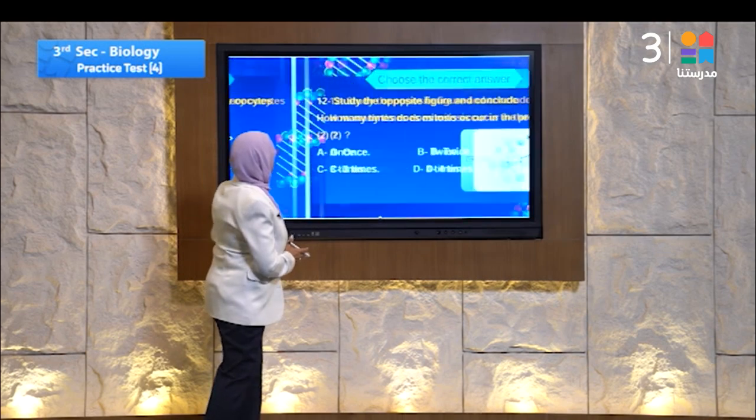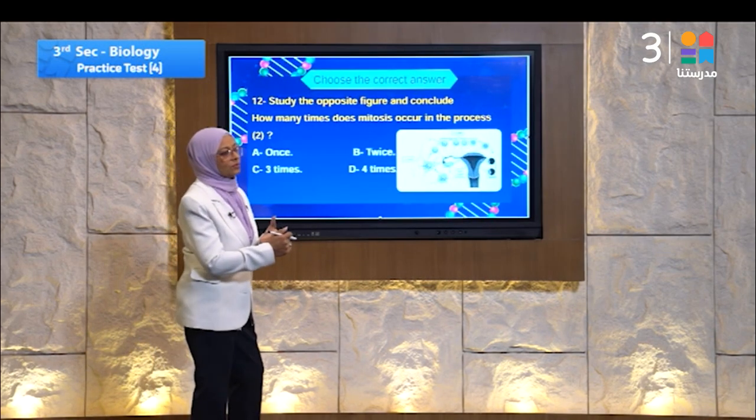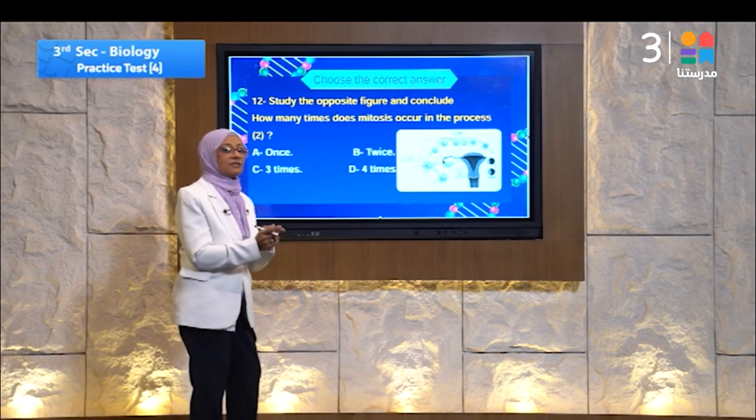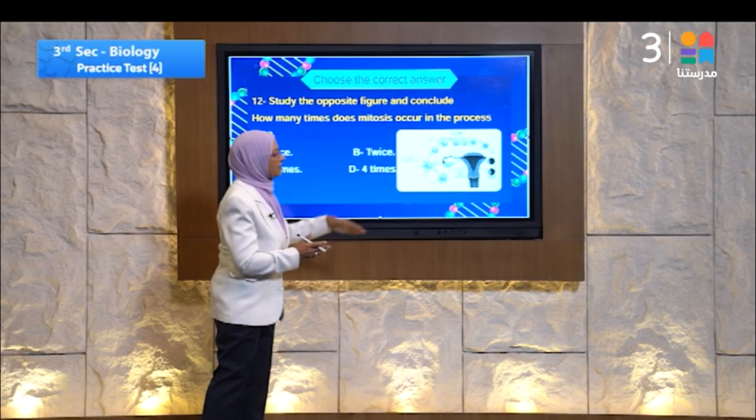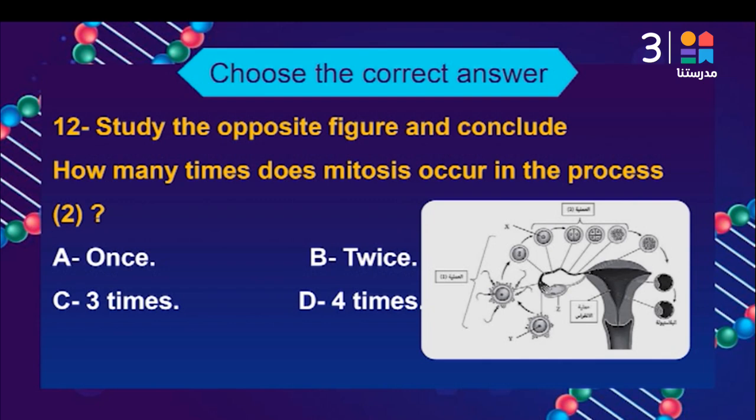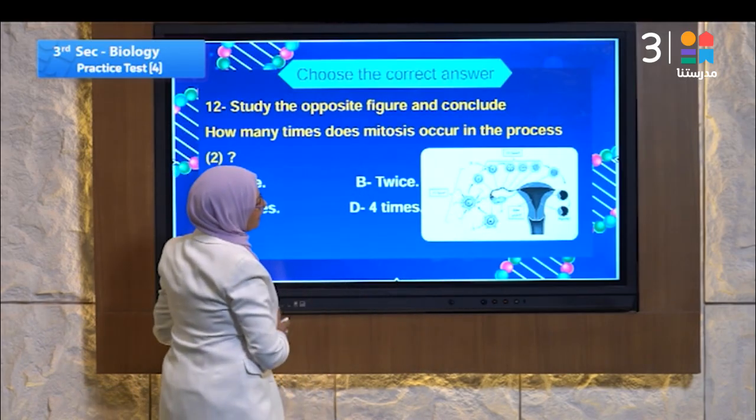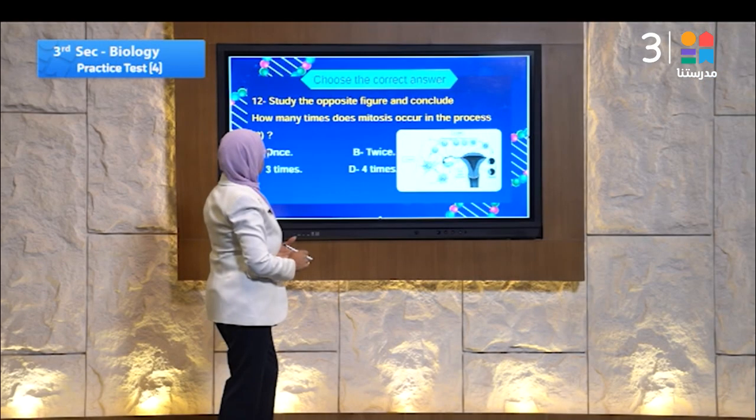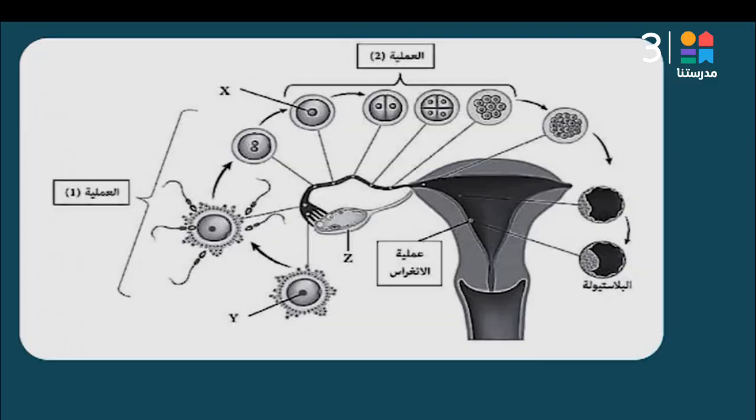Let's go to question number 12. Question number 12 has a figure. We'll read the question first and then the figure, and I will tell you why. Study the opposite figure and conclude: how many times does mitosis occur in process 2? The process 2 is not clear, so we will see the figure.